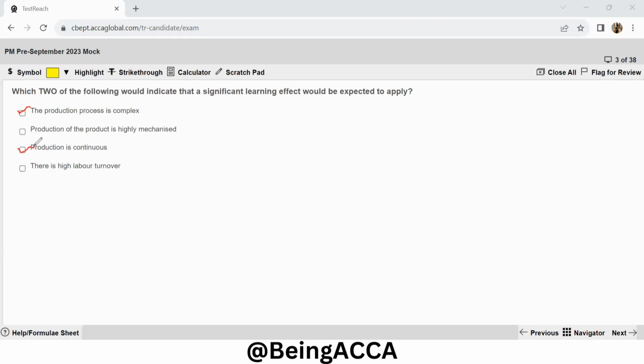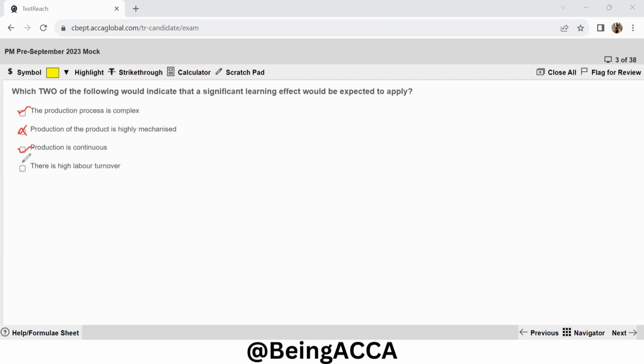If you are going for continuous production, your labor will definitely learn from it, and this will have a significant learning effect. Now, why are the other two statements wrong? Production of the product is highly mechanized. No, in this scenario, learning happens with labor. If the majority of the work is done on machines, that means labor is less involved. So there will be less learning also.